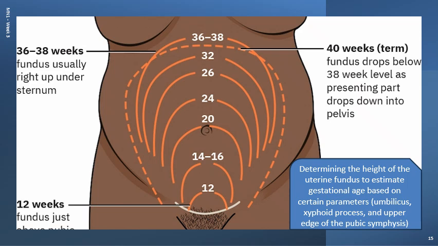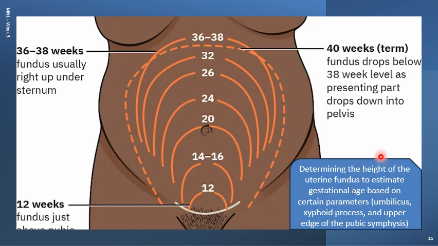Now, this is how we normally recall the fundal height. At 12 weeks, the fundal will be just above the symphysis pubis, and then at 36 weeks, it's right up at the sternum, and then when it's 40 weeks, it will drop a bit because some parts have descended into the pelvis.